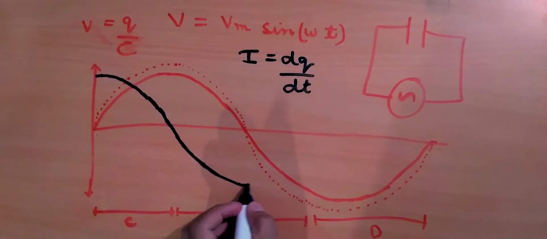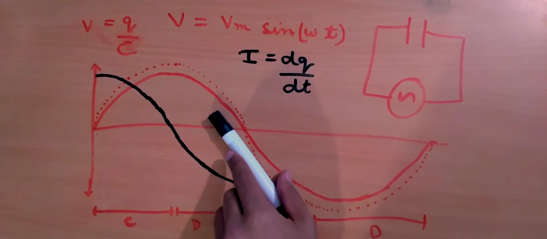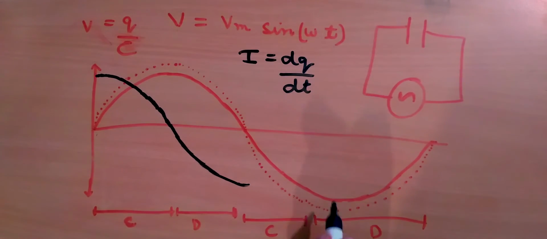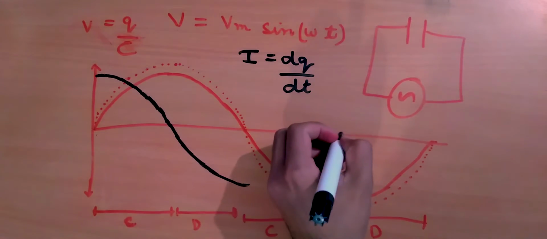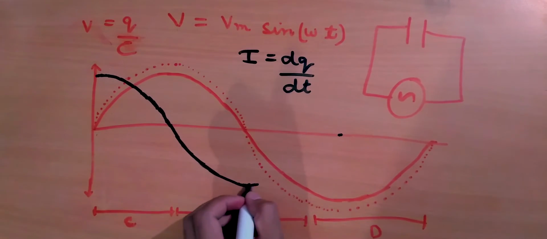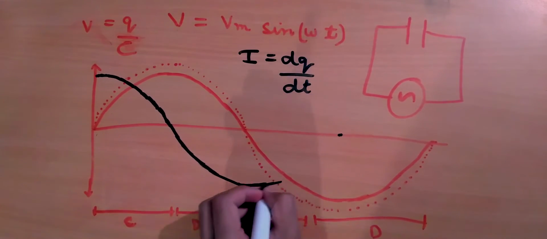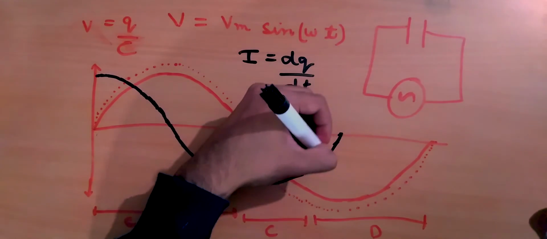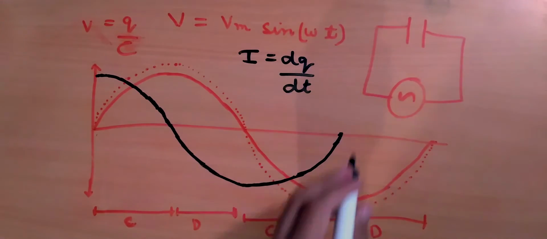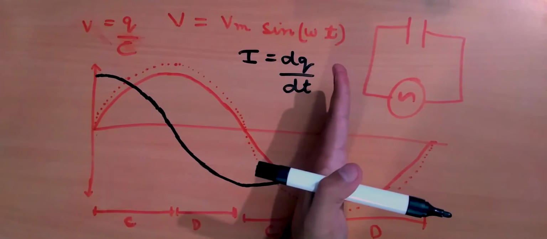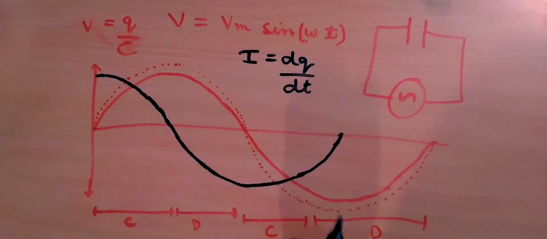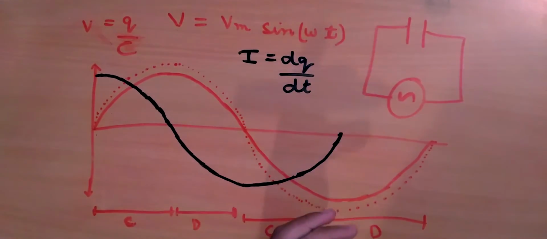So now, obviously we can see that the slope begins to reduce and reach 0 till here. So at this point the slope is 0, so the current must be 0 at this point. So the current must slowly drop and reach 0 till this point. And at this instant in time, the capacitor has been completely charged in the opposite direction with an opposite polarity.